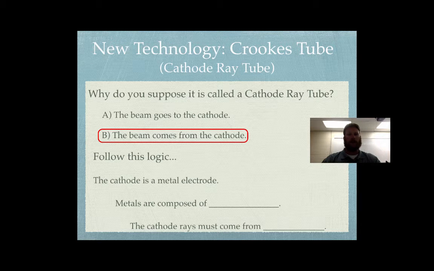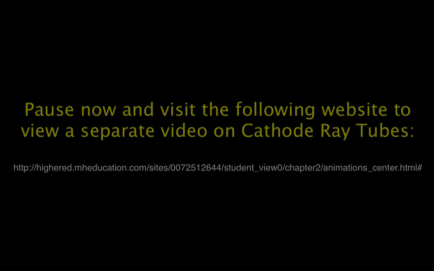So follow this logic. The cathode is made of metal. Metals are composed of atoms. The cathode rays must come from atoms. This hints at the existence of smaller pieces of matter. J.J. Thomson used cathode rays to learn more about atoms.